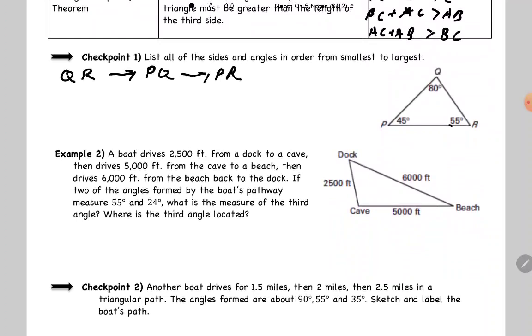A boat drives 2,500 feet from a dock to a cave, then drives 5,000 feet from the cave to a beach, then drives 6,000 feet from the beach back to the dock. If the two angles formed by the boat's pathway measure 55 and 24, what is the measure of the third angle? So first he went from the dock to the cave at 55 degrees. And then the second angle is 24 degrees from cave to beach.